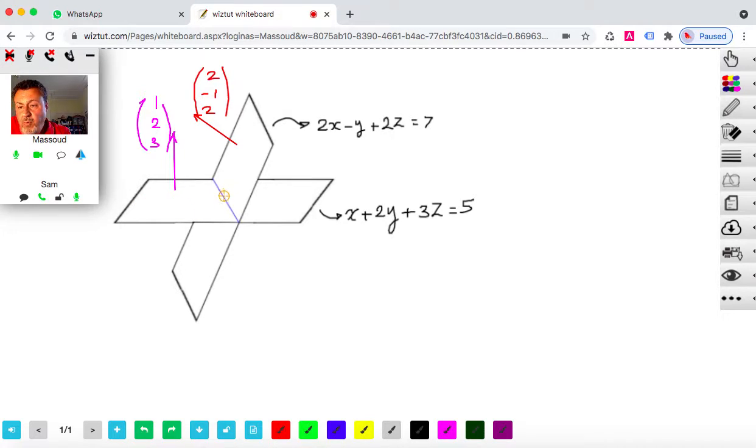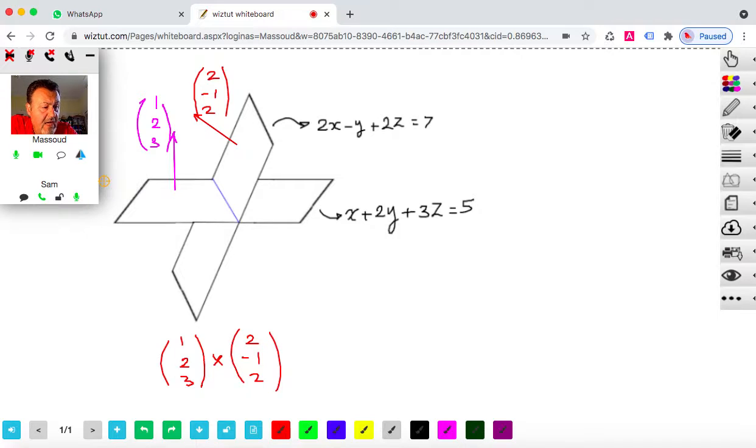So one important finding here is that both of these vectors, the red and the pink, are perpendicular to this line, which means the direction of this line is perpendicular to both of these. And that direction, or that vector, can be found by doing a vector product of these two. The vector product is sometimes called the cross product.